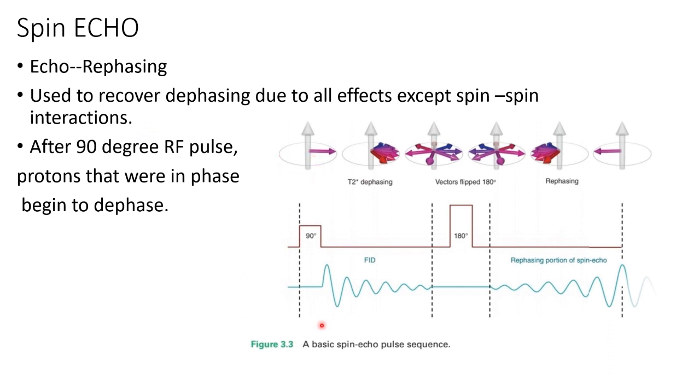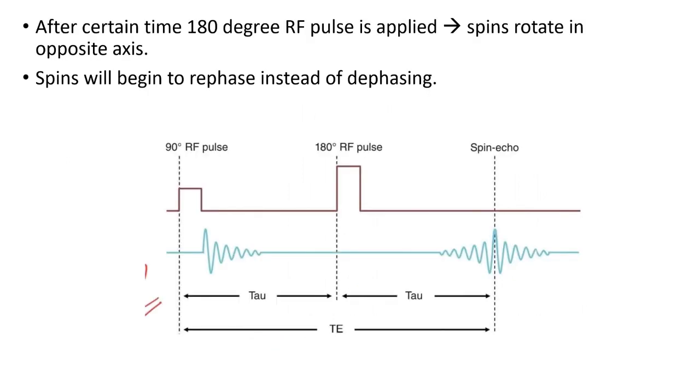When an RF pulse is given, all the precessing spins will be in phase. As the dephasing starts, they'll be at different speeds. As the dephasing proceeds, the MR signal intensity will reduce and slowly it will be lost. So what we can do is apply a 180-degree RF pulse. Instead of dephasing, they'll now start rephasing again.